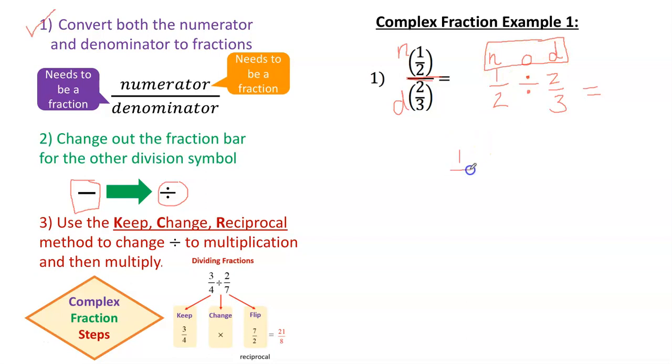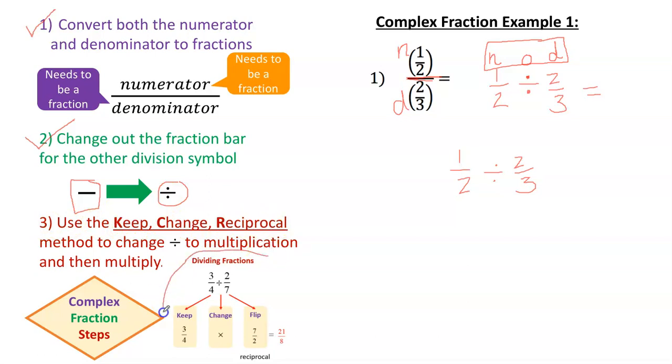It's just one way that you can try to remember that it's the numerator first, then the denominator. I'm going to just write this again, 1/2 divided by 2/3, because I need to write something different above it. So I've changed out the fraction bar for the division symbol, and now I'm moving on to step 3. We use the keep change reciprocal method.